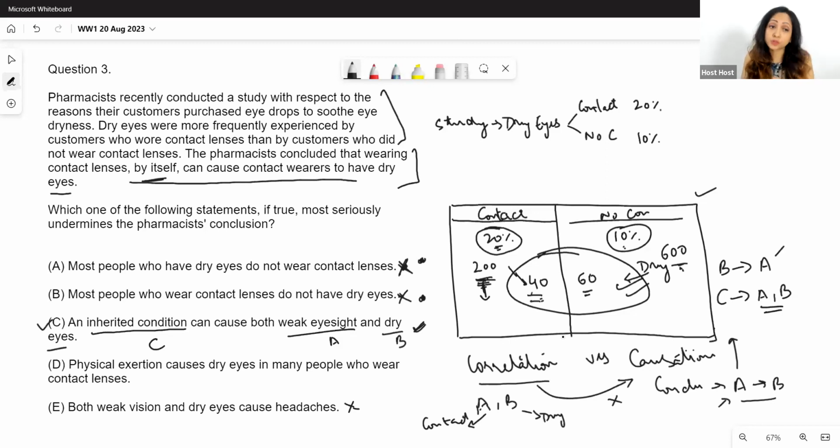And C, as I said, the moment I would see this option, I would immediately jump to it, because this is a very popular strategy of GMAT, this correlation versus causation. But once we are aware of it, it becomes so easy to handle questions that test this.